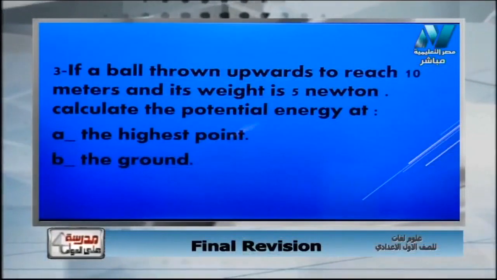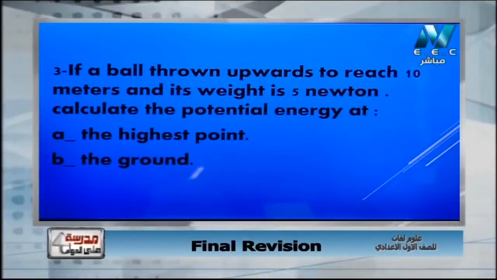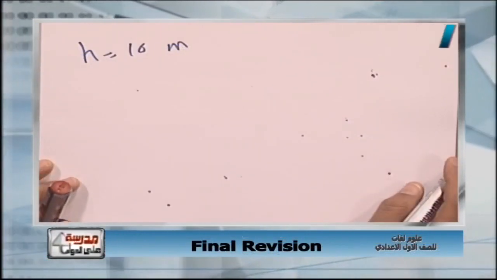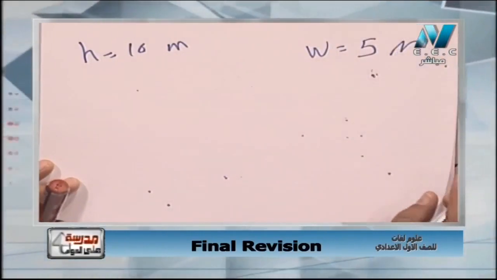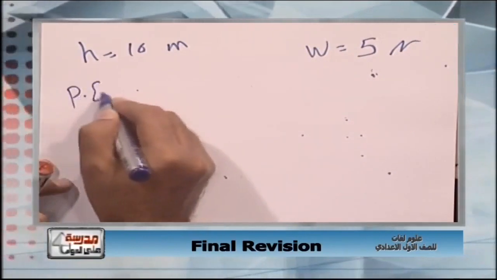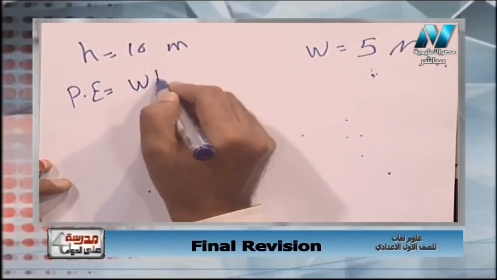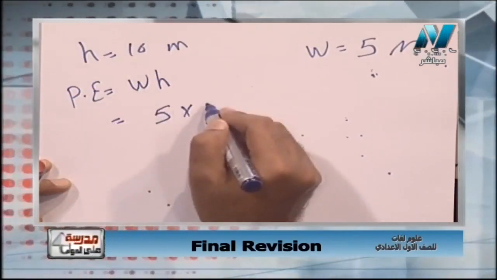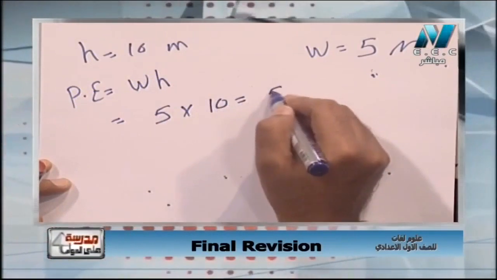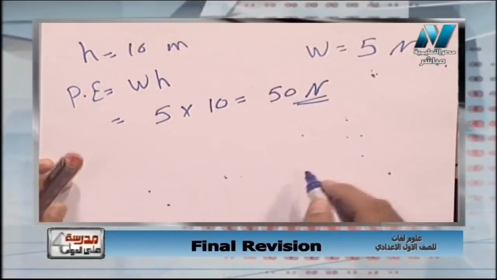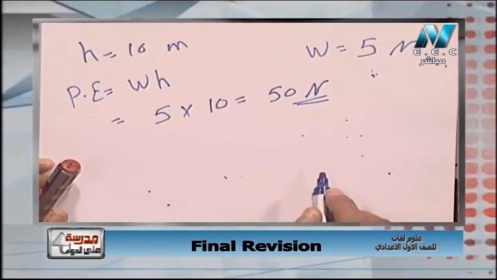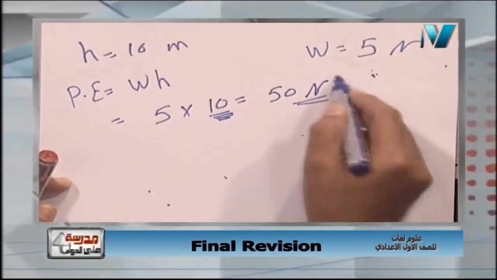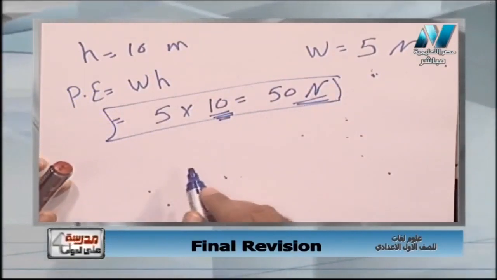Now again, a ball is thrown upwards to reach a height of 10 meter. Height in meter, it's okay. And its weight is 5 Newton, weight is in Newton unit. Calculate the potential energy. Potential energy equals weight times height, 5 times 10. So it will be 50 joule. At the highest point, that means when it reaches 10 meter height, potential energy equals 50.